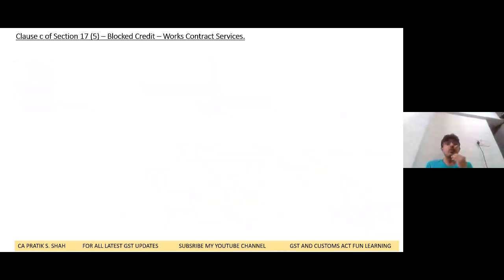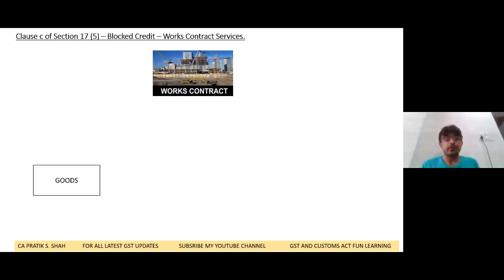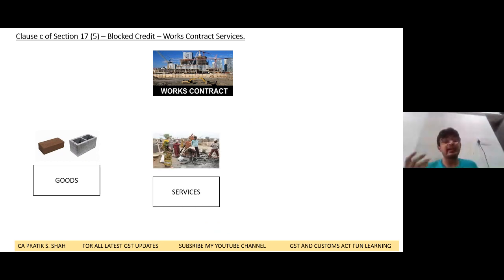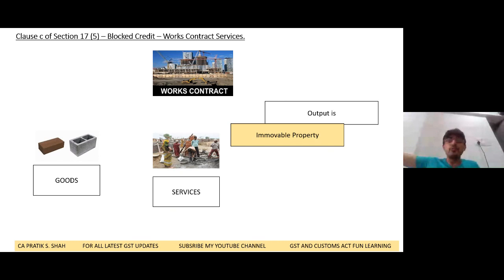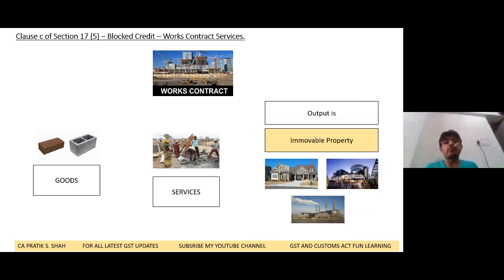Now let us move to the difficult point. Works contract service. Clause C of 17.5. Very, very important one. Block rate. Works contract service. Listen, what do you mean by works contract? Works contract means a combination of goods like bricks, cement, stones, and a combination of services like labor, architect, engineer. And the final output is what, sir? Immovable property like building, shopping mall, godown, factory, warehouse, etc. This is known as works contract.